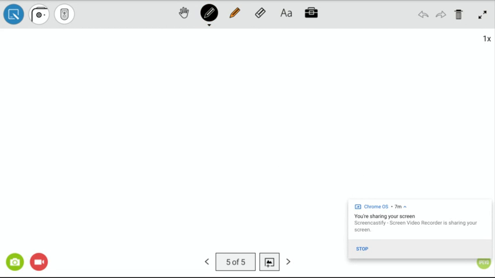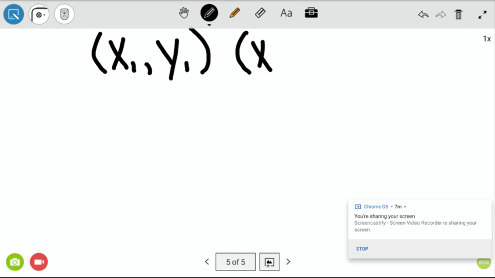So if you are just given 2 points, so you are given coordinates, and you have an x and a y for the first coordinate. That's why I put those subscript 1s. And then you have a second ordered pair for the second point.